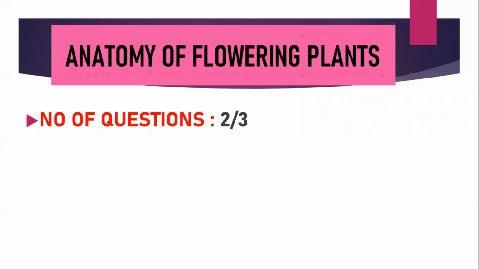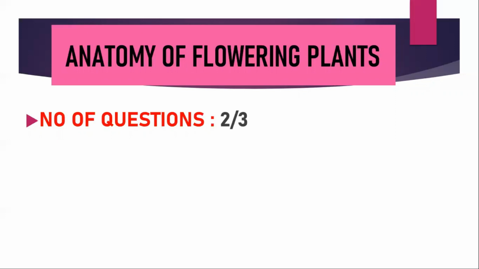Anatomy of flowering plants, 2 or 3 questions. Again, one definite question from tissues. They will ask you about xylem and phloem. Which of the following components is present in gymnosperm but not in angiosperm? Which of the following is a simple tissue? Which of the following is a complex tissue? Which of the following is an element? If you take xylem, you have so many types of cells that make up xylem, right? So one question will surely be from the tissues, simple and complex tissues.